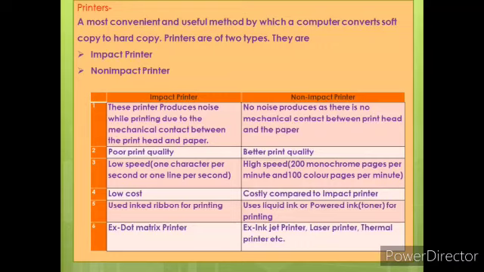On a monitor we watch our soft copy only. We cannot touch that document. We can see that document, we can read that document. But when we need a printout on paper, then we go for a printer. So it is the most convenient and useful method by which a computer converts soft copy to hard copy. Hard copy means in the form of paper. Soft copy means in the form of a program.